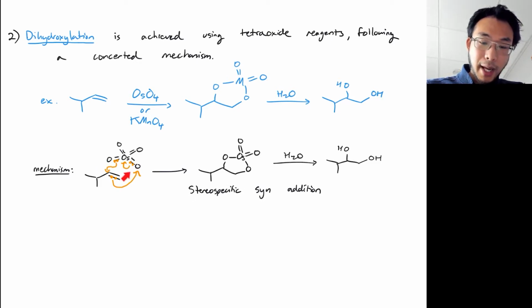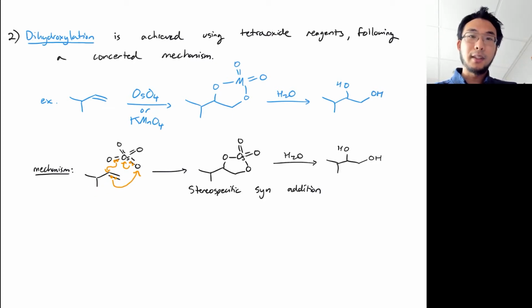You'll see that this reaction has to be stereospecific because it is happening all simultaneously. So these two atoms have to add to the same side of the alkene. It's impossible physically for one of those oxygens to be above and one oxygen to be below. So again, a stereospecific syn addition.